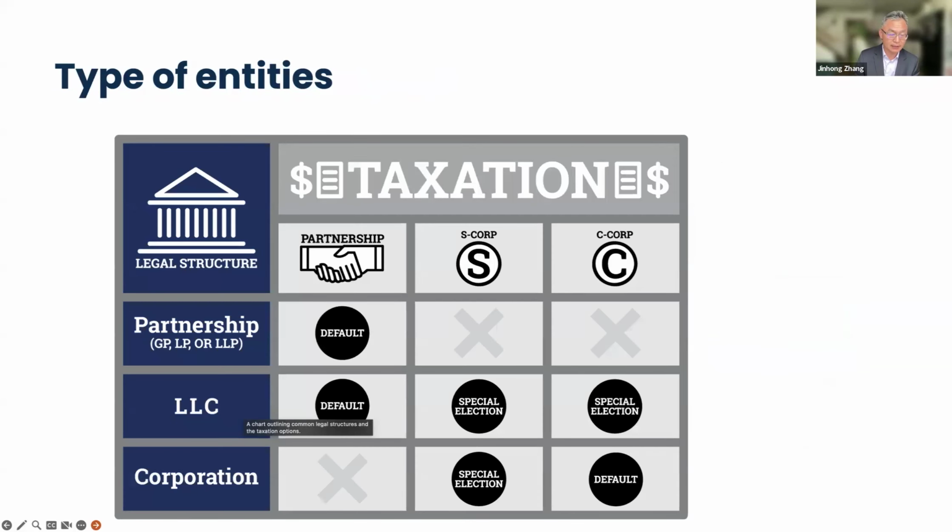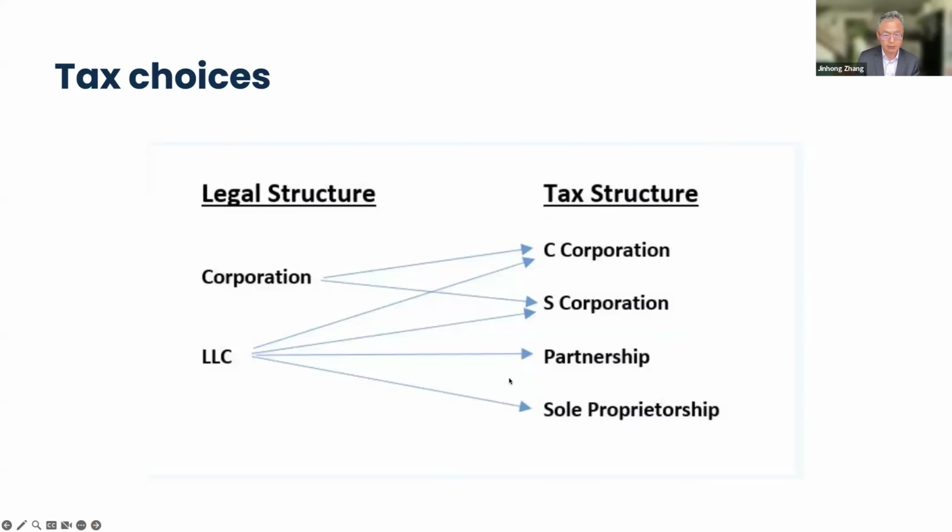And then these pass-through entities, right? You have partnership, LLC, corporation. So corporation itself is actually a tax entity by itself. Now LLC, you can select to use it as a partnership or S corp or C corp. So LLC is actually the most flexible one.